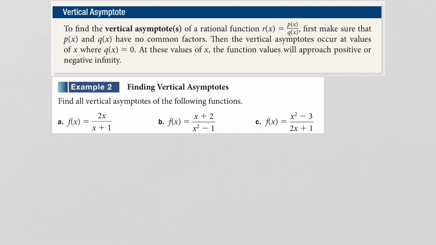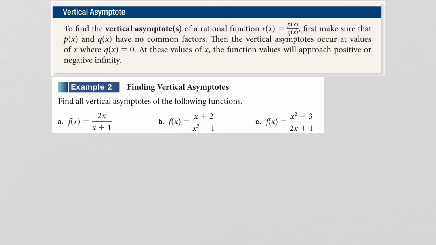Okay, so next we talk about vertical asymptotes, which we discussed a little bit on the previous page. To find the vertical asymptote of a rational function, first make sure that your numerator and denominator have no common factors. If that is the case, then the vertical asymptotes occur at values of x where the denominator is equal to 0.